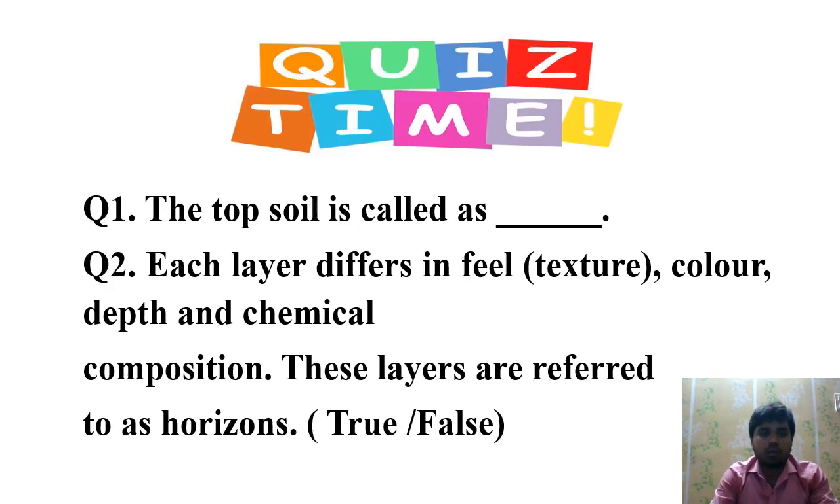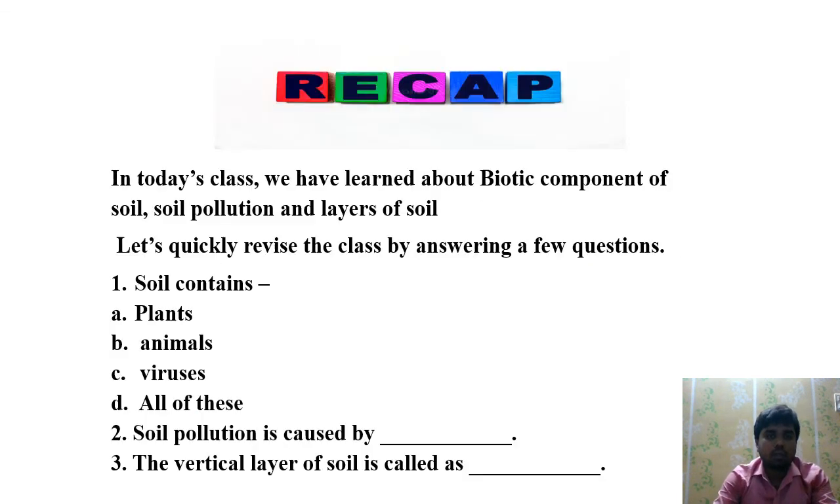Okay. Now, quiz time. The top soil is known as humus. Each layer differs in texture, color, depth and chemical composition. These layers are referred to as horizons. Yes, so every individual layer in the soil profile is known as a horizon. So now we are going to recapitulate the things. We have studied the biotic component of the soil, soil pollution and the layers of soil. Okay. So soil contains plants, animals, viruses, all of the above.